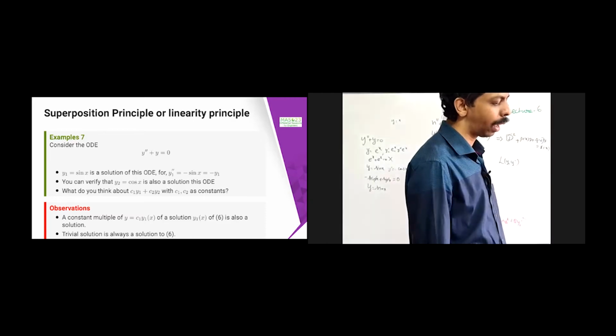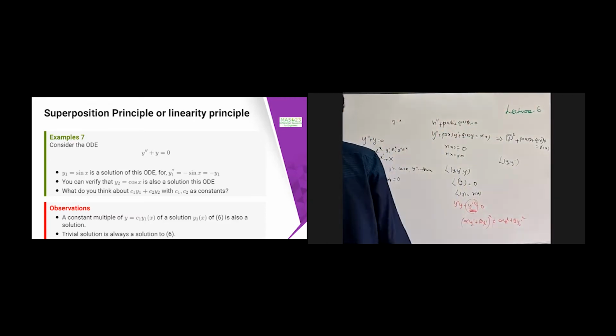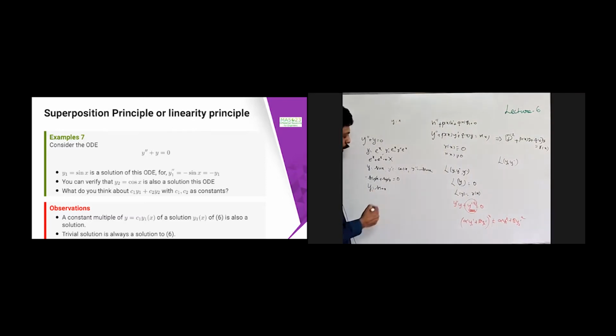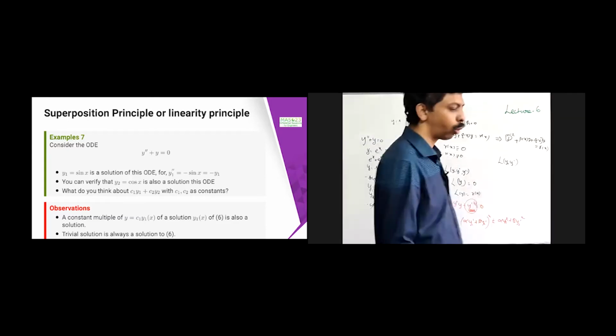Now, suppose I take y equal to cos x. Let me say the first one is y1 equal to sin x, and suppose I take the second one, y2 equal to cos x. If I substitute the same thing here, y2 dash is minus sin x, and y2 double dash is minus cos x. Adding, we get minus cos x plus cos x, which cancels to 0. Therefore, y2 is also a solution. So y1 is a solution, and y2 is also a solution.